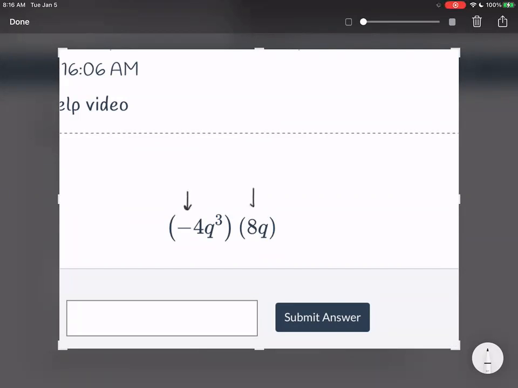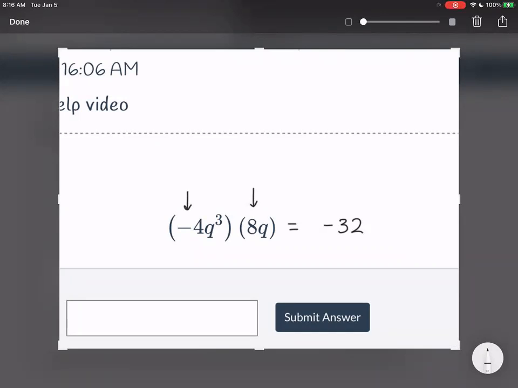We have a -4 and an 8, and they are being multiplied together. So all you have to do with that is simply multiply -4 times 8. So -4 times 8 is going to give us -32. Okay, so we're good. The coefficients are dealt with.